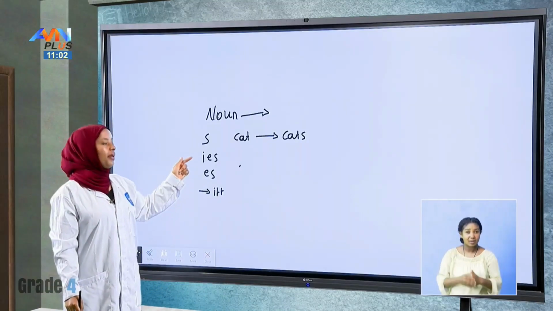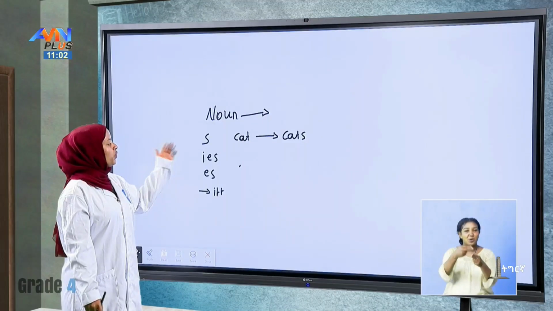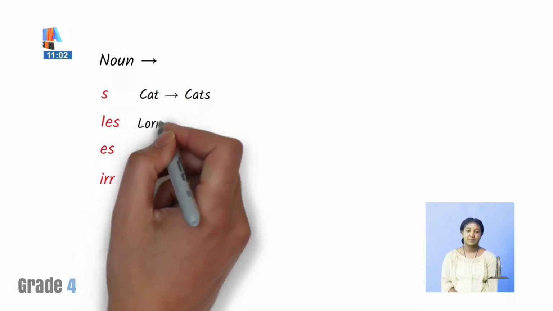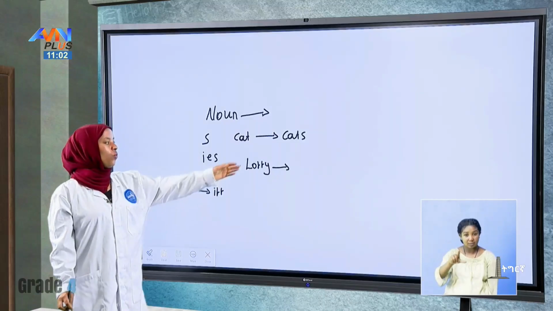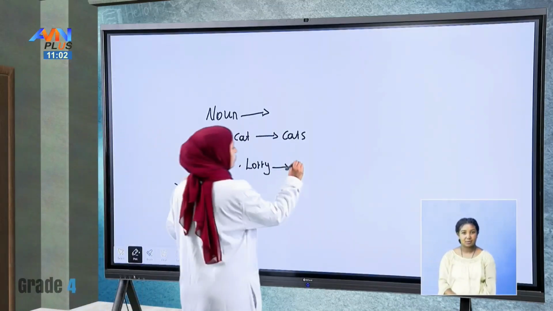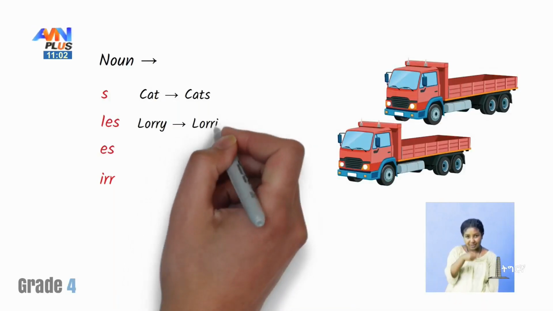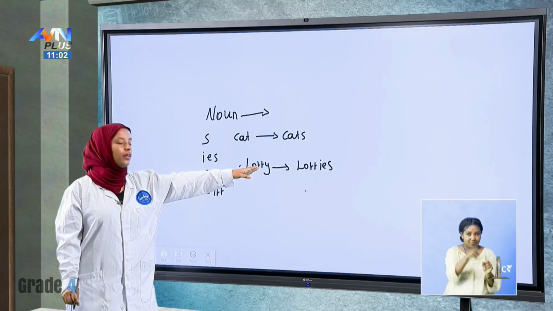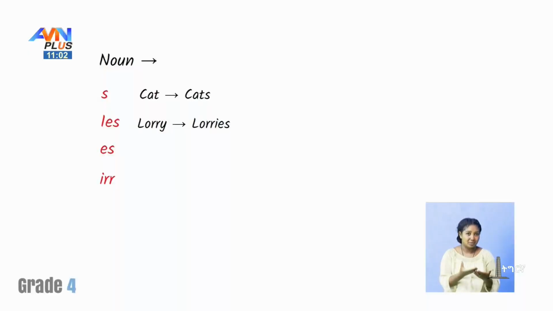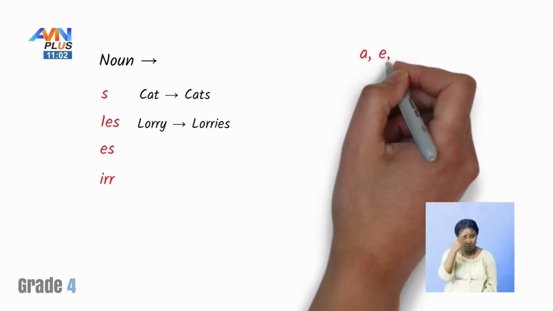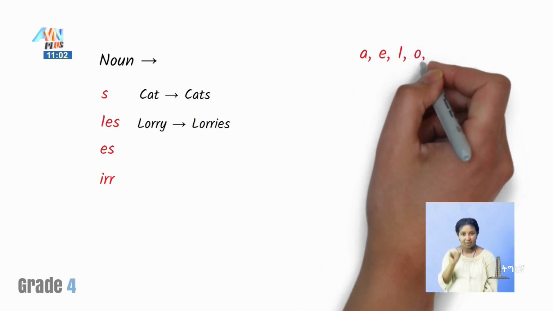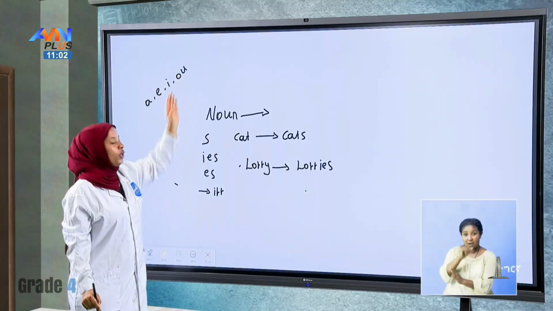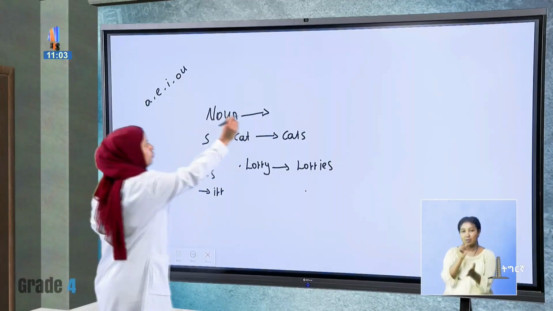The next one is IES. Some nouns end with Y, like lorry. When we come here, we cancel the Y and add IES: lorries. But this rule only works if the last letter Y is preceded by a consonant, like R. Do you know the vowel letters? A, E, I, O, U. If the letter before Y is a vowel, we don't cancel the Y.